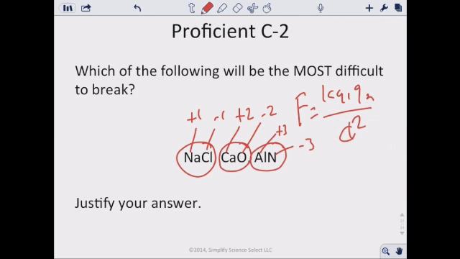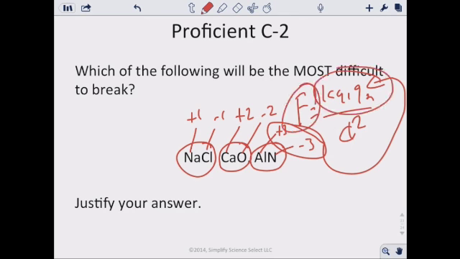And so we have these opposite charges, and the more charge, the greater the attraction and the more difficult it is to break. So that aluminum nitride should be the most difficult to break because it has a higher charge in that Q1, Q2. So if your numerator is bigger, it's going to take more force.